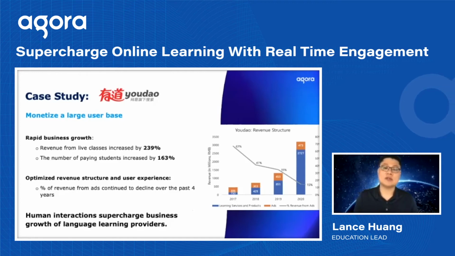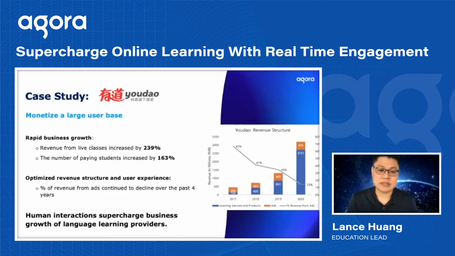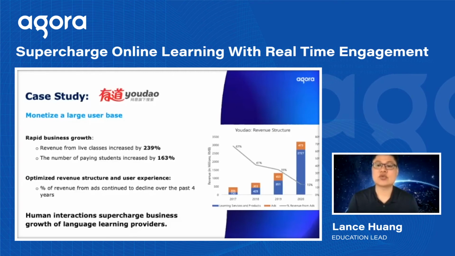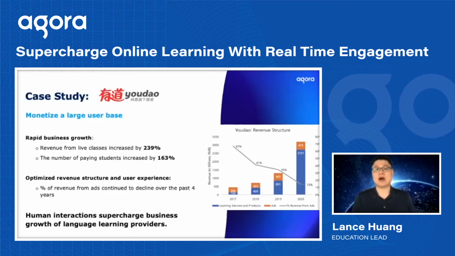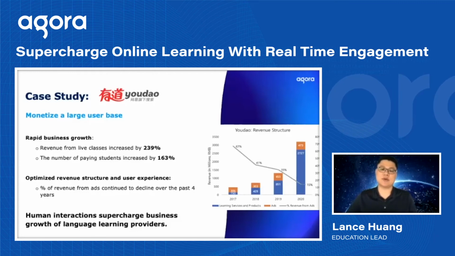And the paid student enrollment of Youdao premium courses, the live sessions, also increased from 240,000 in Q3 2019 to over 600,000 in Q3 2020, which is nearly tripled. And real-time engagement has also allowed Youdao to optimize their revenue structure and also improve user experience.